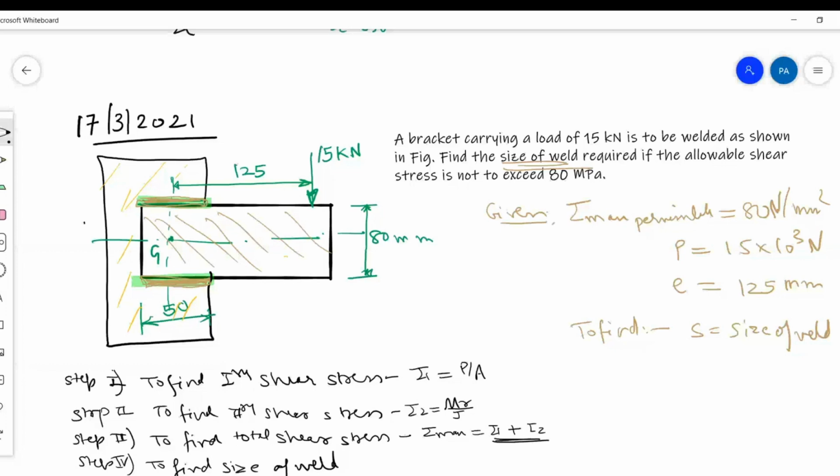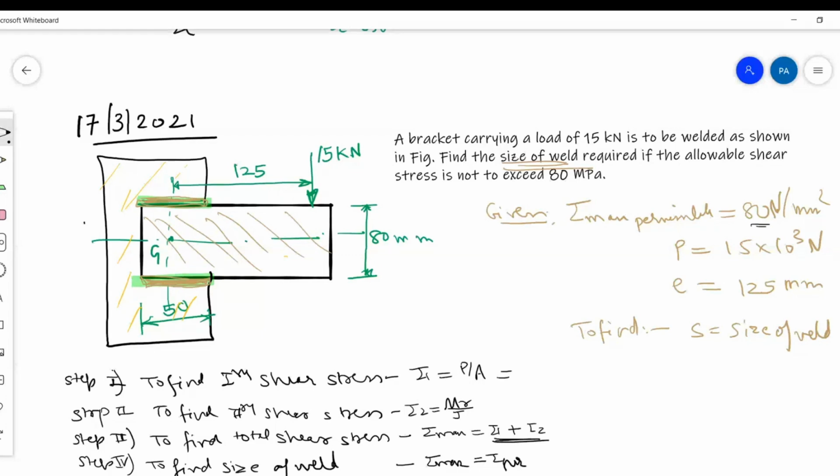And finally, what will we do? We'll compare this tau max with tau permissible. Tau permissible value is known to us, that is 80, and we'll compare it with tau max, and finally we'll get the value of S. That's it. It's that simple.